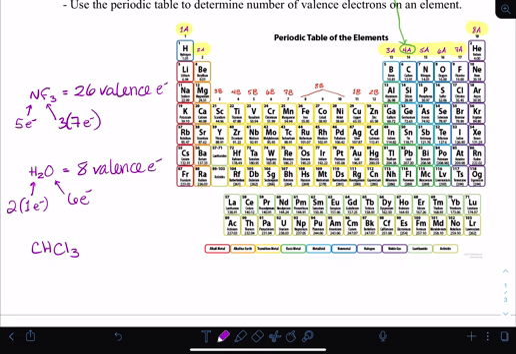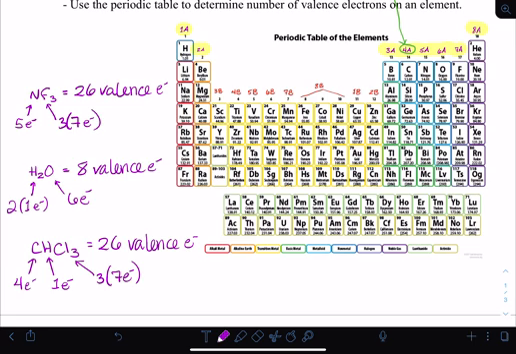And then last but not least, we've got carbon is in group 4, so that's going to have 4 valence electrons. Hydrogen we just saw is in group 1, so that has 1 electron. And then chlorine is over here in group 7, so each chlorine atom will have 7 valence electrons, and there are 3 of them. So 7 times 3 is 21, plus 1 is 22, plus 4 is 26. So the structure for CHCl3 is going to need to have 26 valence electrons.